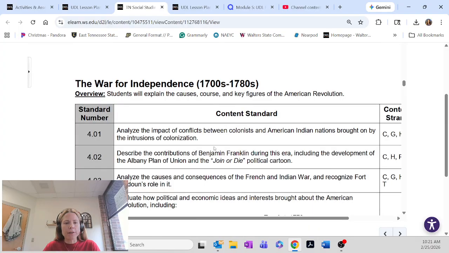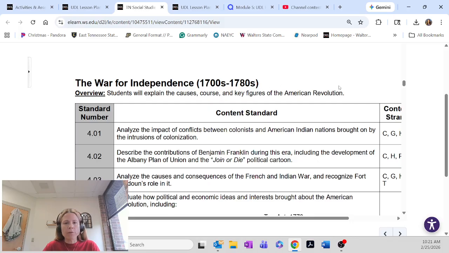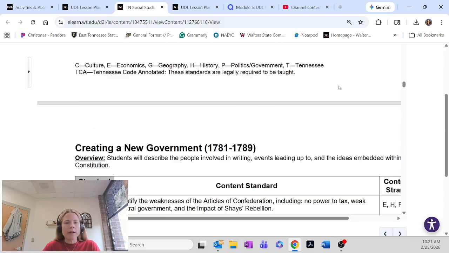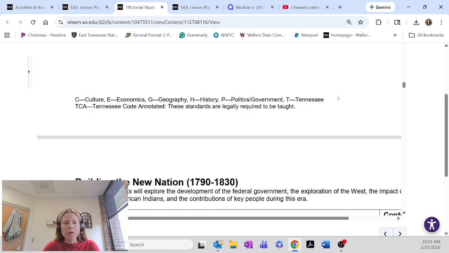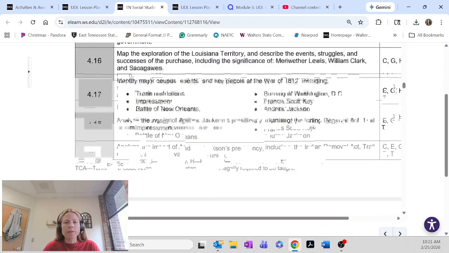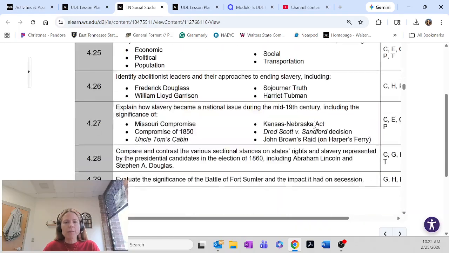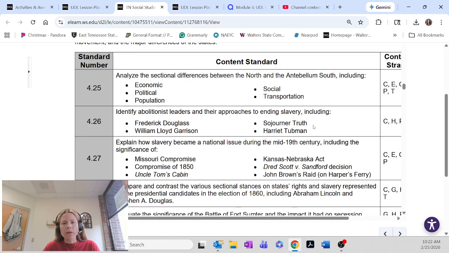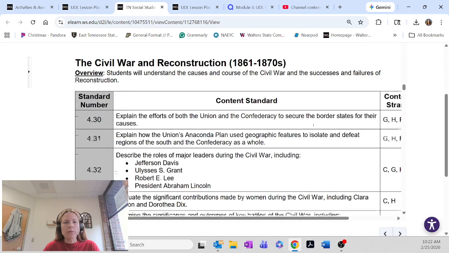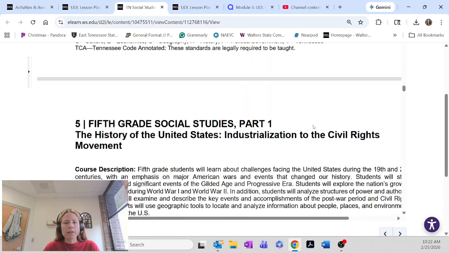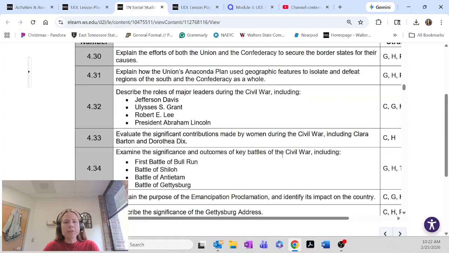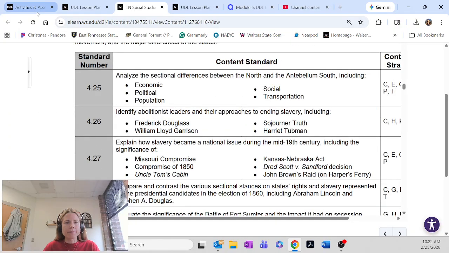Okay. So you'll see here you have section standards on the war for independence. You have ones about creating a new government, building the new nation, the growth of the republic, the United States prior to their Civil War, the Civil War and Reconstruction. So whatever standard you choose under that section is fine.